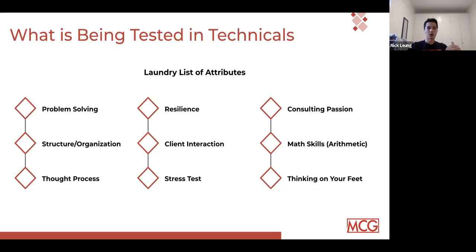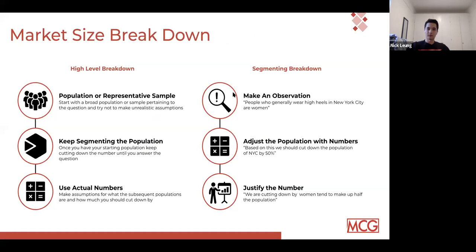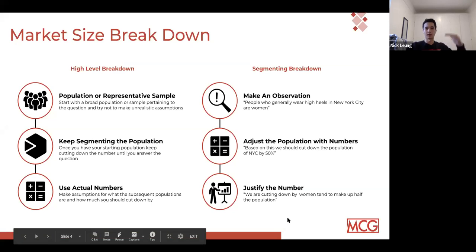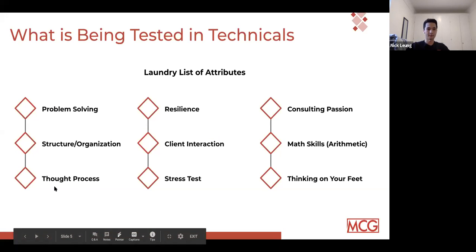The second is structure and organization. You really want to be structured in how you approach these problems. A lot of what we've been doing in this series is teaching you exactly how to structure your thoughts and exactly what to say. For example, in market sizing, you should organize your thoughts based on these 3 factors: make an observation, adjust the population with numbers, and then justify the number, and keep repeating that process over and over again.